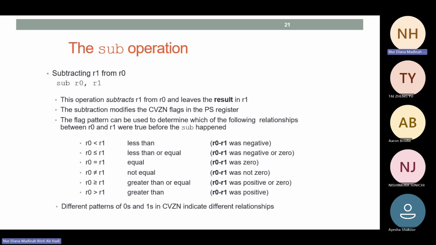The flags can be used to determine which of the following relationships of R0 and R1 are true after the subtraction occurs. These six conditions will be checked. Different patterns of 0 and 1 in C, V, and Z will indicate different relationships.